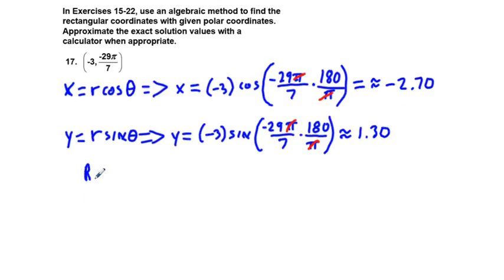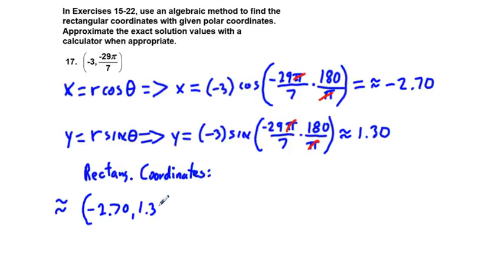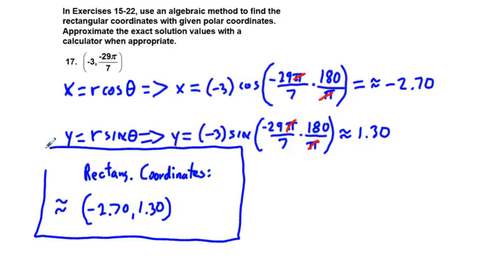Okay, and so we summarize by saying the rectangular coordinates are, and I'll say approximately equal to, since we're not talking about exact values, we have negative 2.70, comma 1.30, and that's going to be our answer to problem number 17.